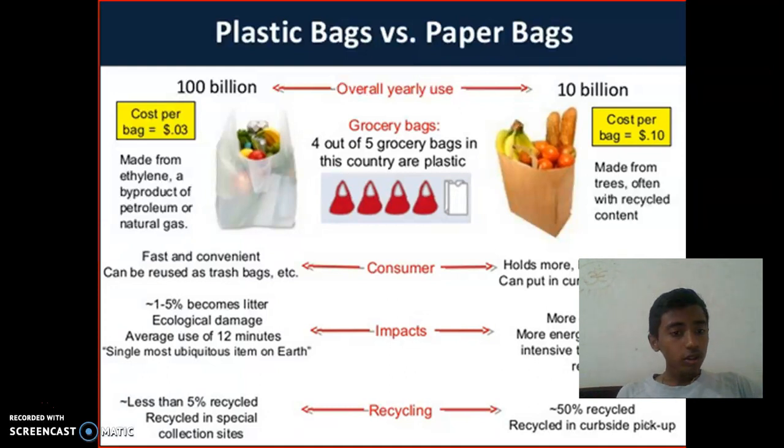Plastic bags. 1.1 to 5% becomes literal ecological damage. Average use of 12 minutes. Single most substituted item on earth. Paper bags. Energy and resource expensive to produce and recycle. Plastic bags. Less than 5% recycled in recycle collection sites. Paper bags. 50% recycled in curbside pickup areas.